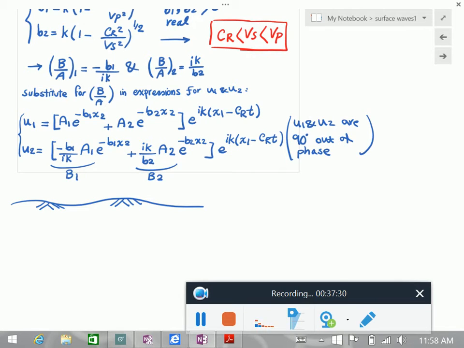In a bar, what did we say about the endpoints? Right. So here it's like a 2D situation. The stress on the surface has to be 0. We haven't imposed that. This is a surface wave. So we would say that at a free surface, stresses are 0.